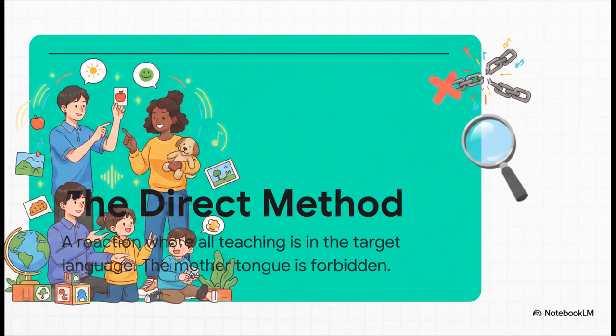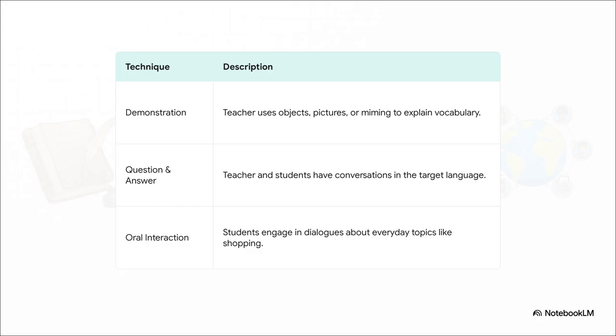The first big rebellion was the direct method. The whole idea was to copy how we learn our first language, basically through total immersion. So, boom, translation was out. The teacher only spoke English, using pictures, objects, and a lot of gestures to get the meaning across. As you can see, the classroom suddenly became a much more active place. Instead of just sitting there translating, students were in these question and answer sessions and having dialogues about everyday stuff, all in English. Now, this was a great step forward, but man, it demanded some seriously skilled teachers.